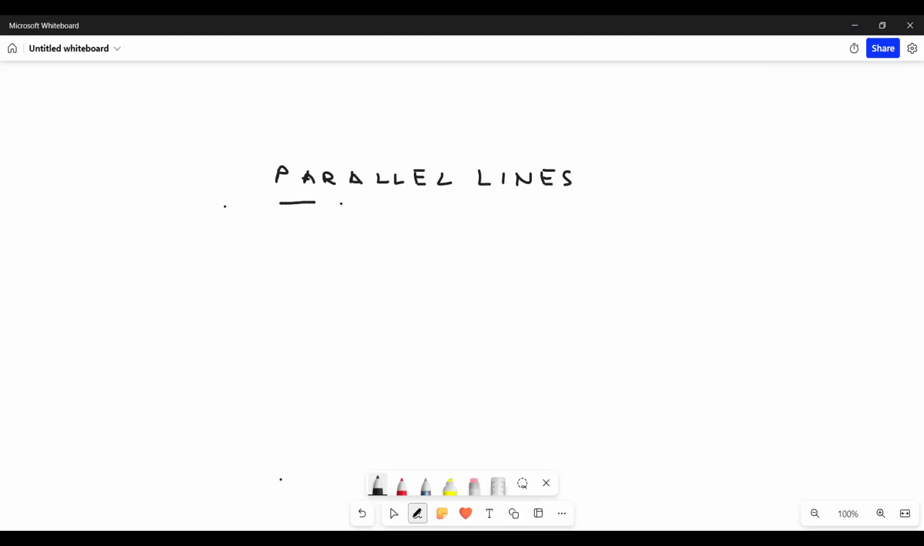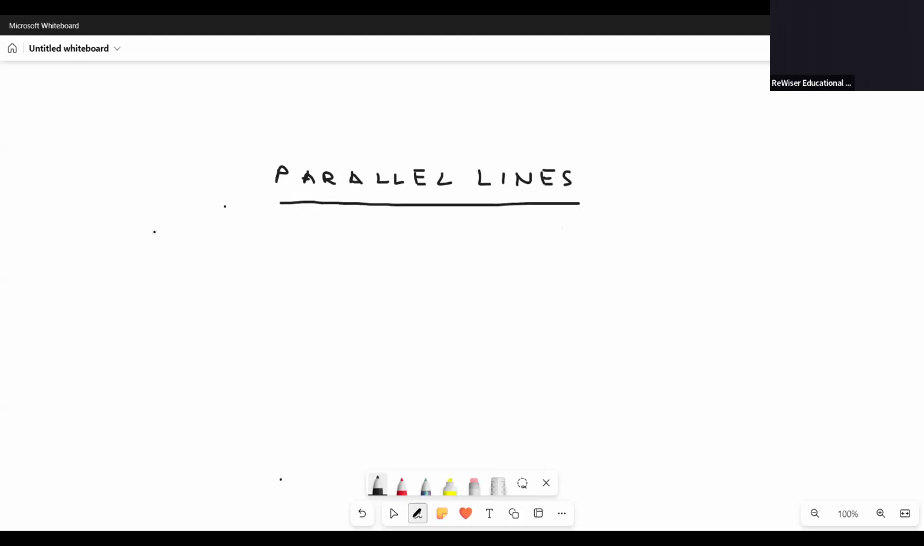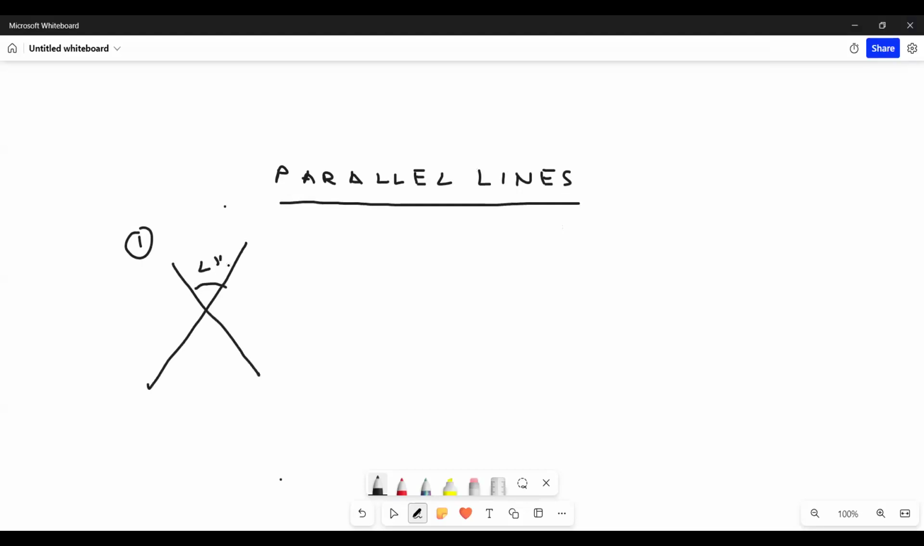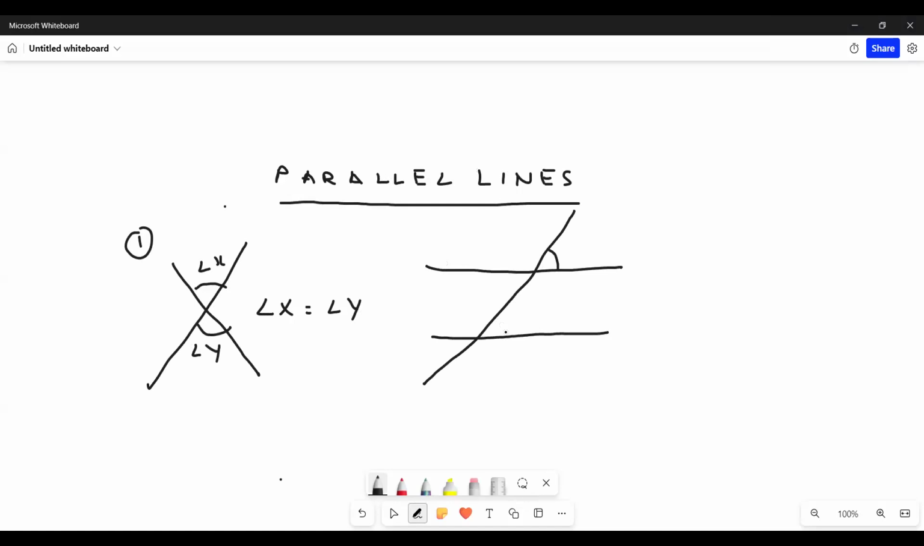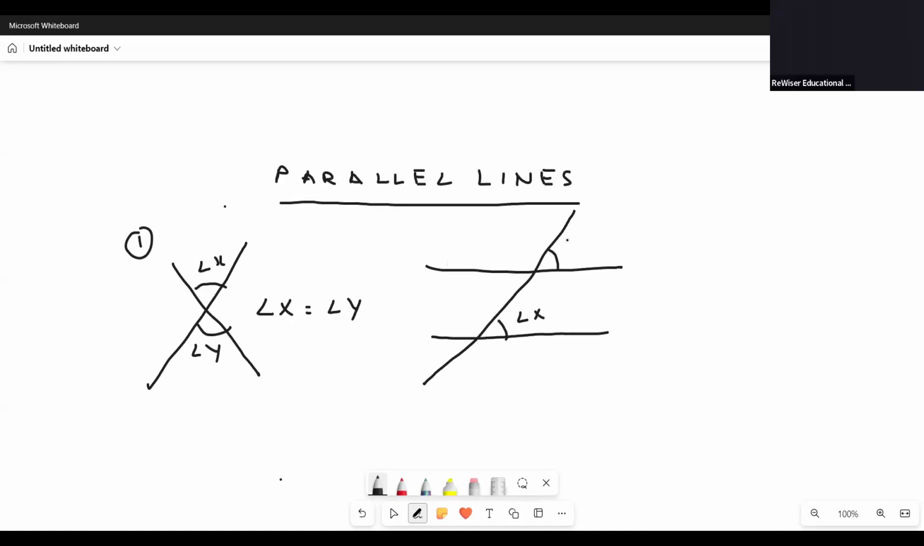I always say three things to remember. One is two lines are intersecting, right? Two vertically opposite angles are the same. That means I can say that angle X equals angle Y, right? Again, if two lines are parallel and the transversal cuts them, the angles on the same side are the same. That's basically known as corresponding angles, right?